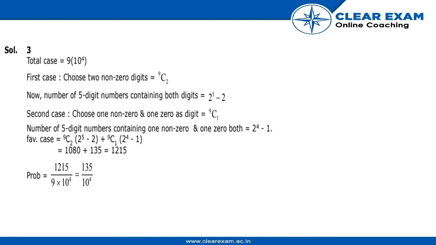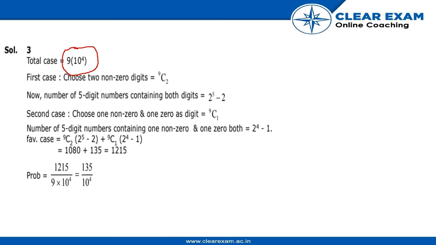So as we can see that probability is basically the total number of favorable outcomes upon total number of outcomes. So our total number of outcomes would be 9 into 10 raised to the power 4, as we have written this in 9 into 10 raised to the power 4. After that we would break our condition into different cases.